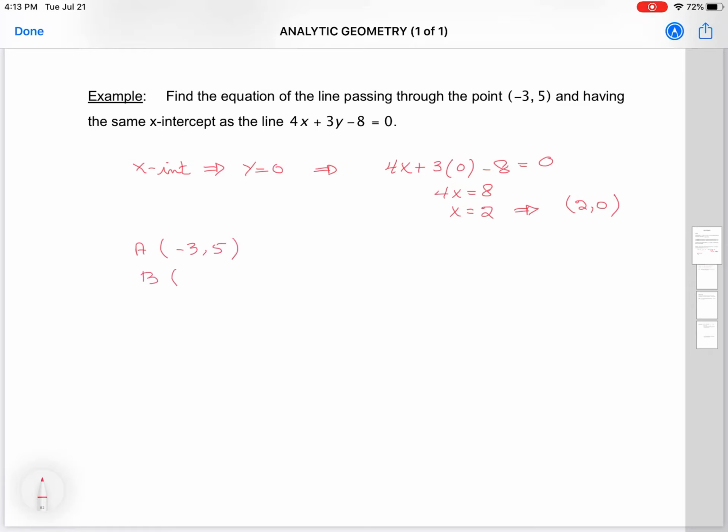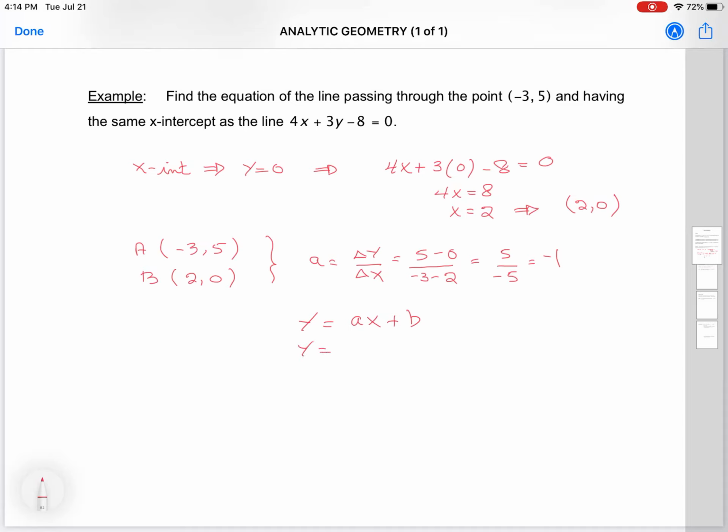So now the line that we are interested in has the following property: it goes through the point (-3, 5) as well as through the point (2, 0). From this, it should not be too difficult to get the slope. Let's calculate delta y over delta x: 5 minus 0 over minus 3 minus 2. That's 5 over minus 5, and that's minus 1.